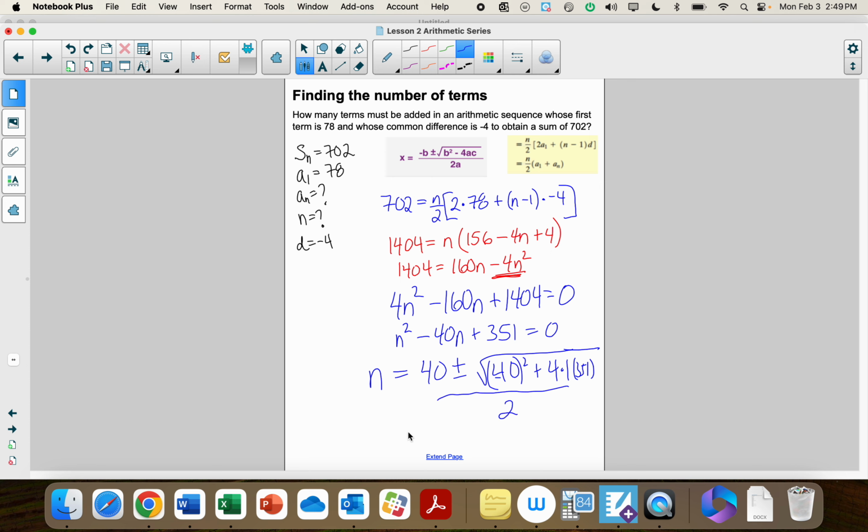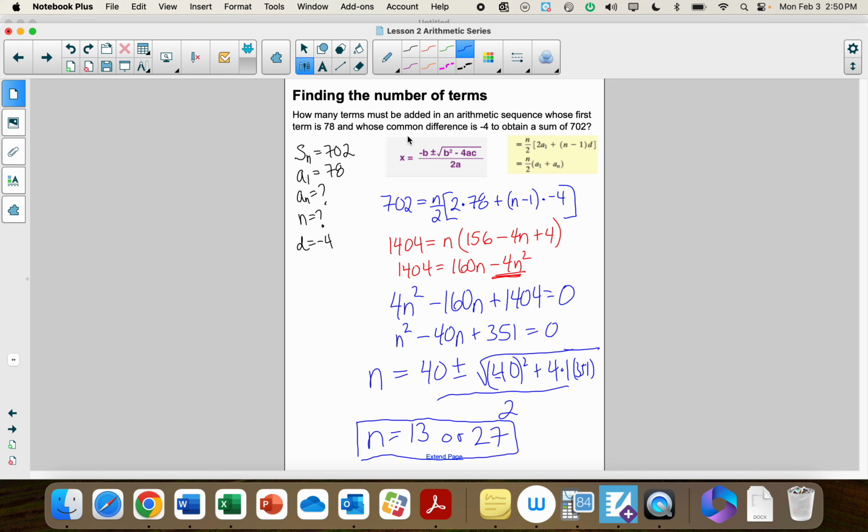And we're going to get two answers here. We get n equals 13 or 27. And both of these answers work in this case. They are both positive integers. And so we get two answers. Sometimes you only get one answer because one of these values will be negative or it may not be a whole number. But in this case, we actually get two.